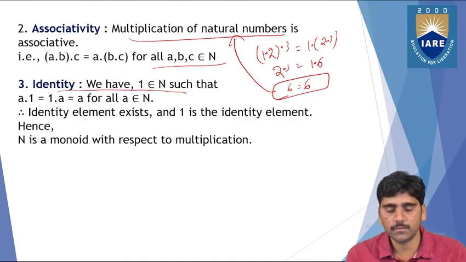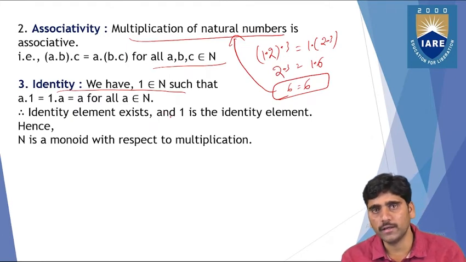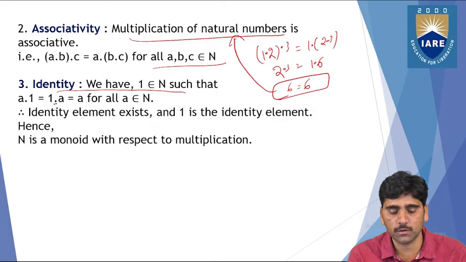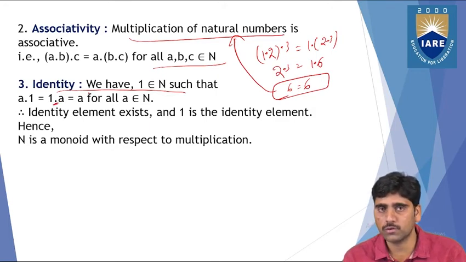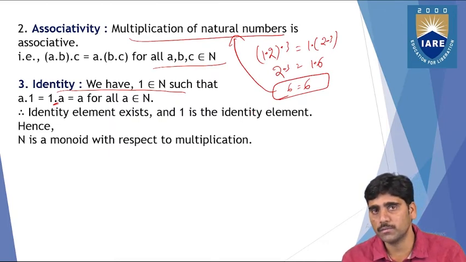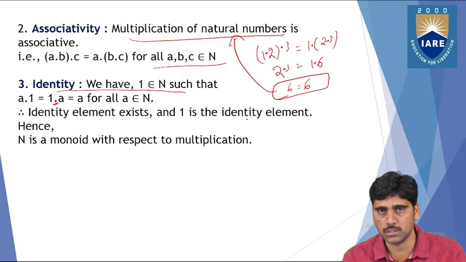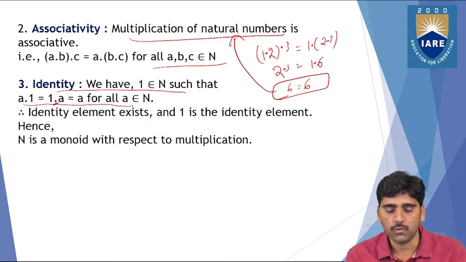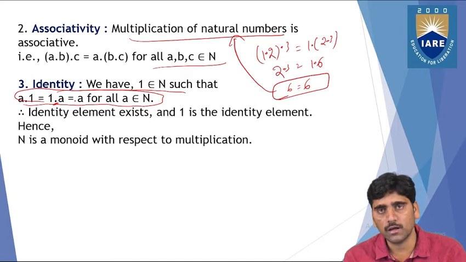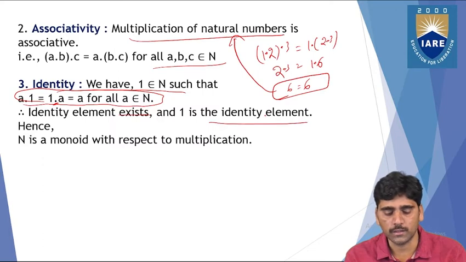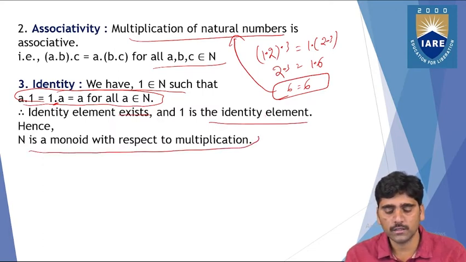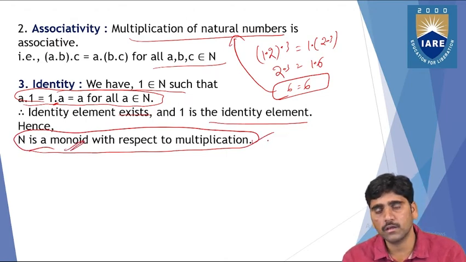Next, the identity property. We have 1 as the identity element with respect to the multiplication operation. We know that in groups, for multiplication the identity element is 1, and for addition operations the identity element is 0. So a·1 equals 1·a equals a, which is again a natural number, so the identity element exists, and 1 is the identity element. So now you can say that N is a monoid with respect to multiplication. That is how you can understand this one.